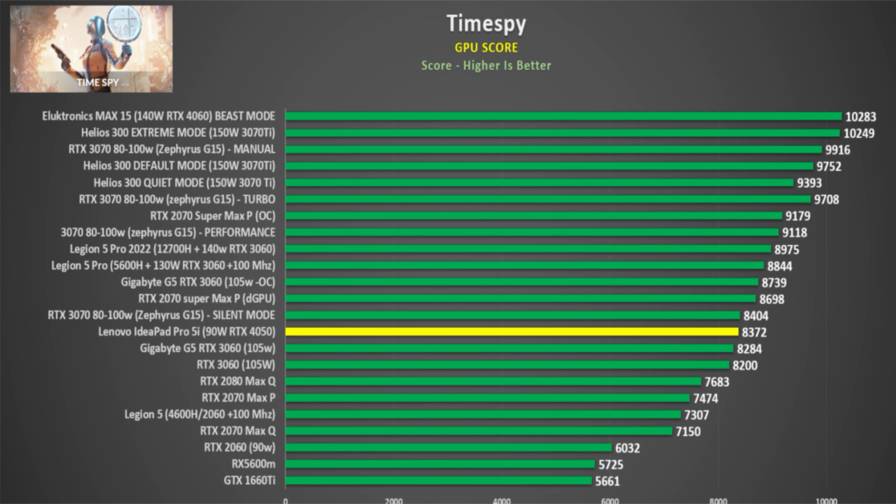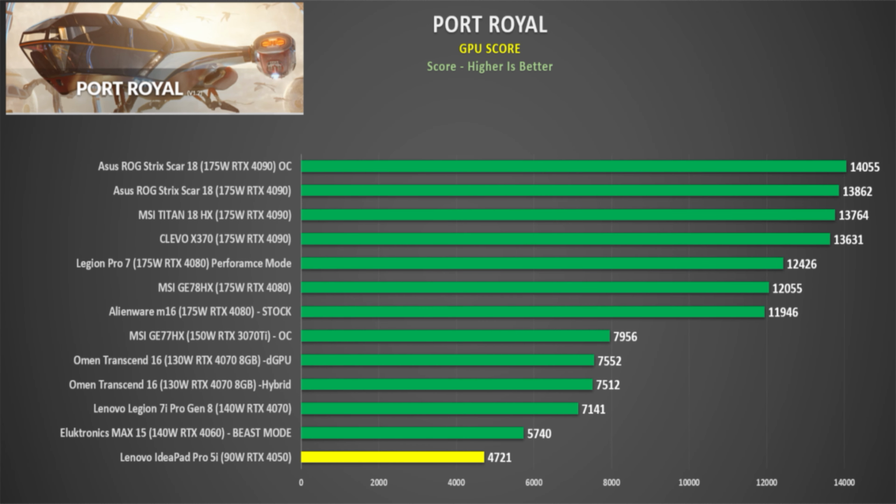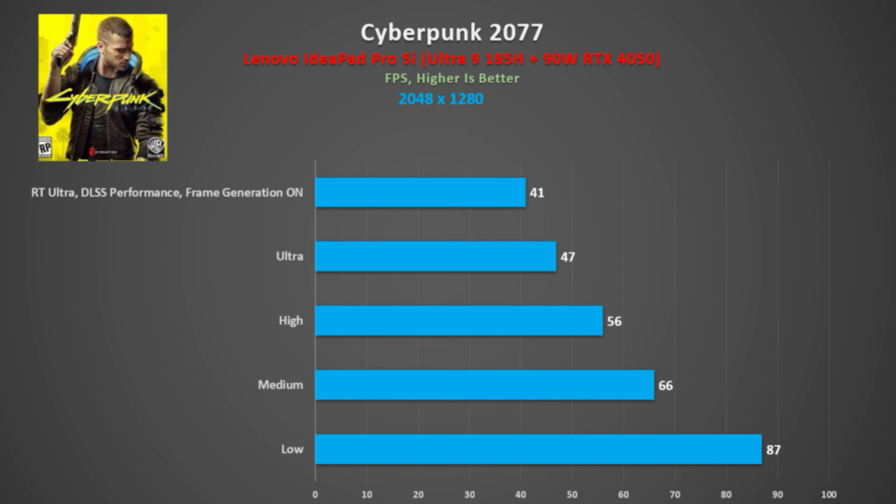So let's take a look at some GPU synthetic performance numbers here. TimeSpy GPU score of 8,372. That puts it pretty much on par to 105-watt RTX 3060. And in 3DMark Port Royal, we've got 4,721 points, which, as you can see, of course, is behind the 4060, but I wouldn't say it was that much, you know, below it. So, like, very good.